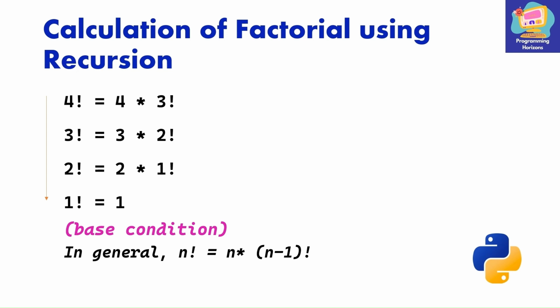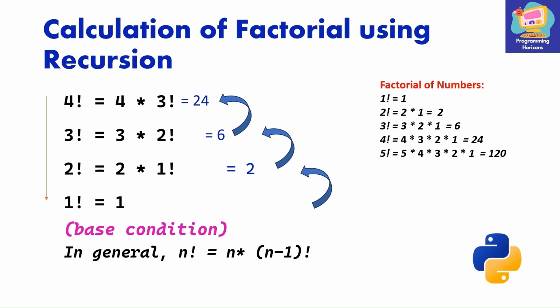In general, we can write this equation as n factorial equal to n multiplied by (n minus 1) factorial. Now that we have found the solution to this base condition, we can take its solution to the next higher step, and here we can generate factorial of 2 equal to 2, and then we can take this 2 to the next higher step in order to find factorial of 3, which is equivalent to 6, and finally we can take 6 to the next higher step in order to find factorial of 4, which is equal to 24. So this is how we can calculate factorial of a number using recursion.